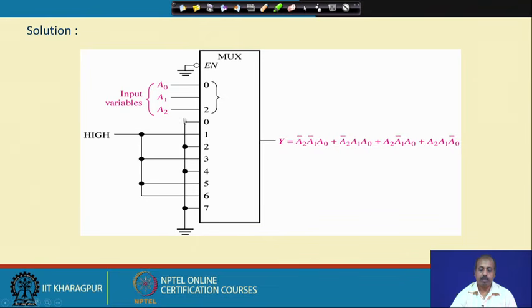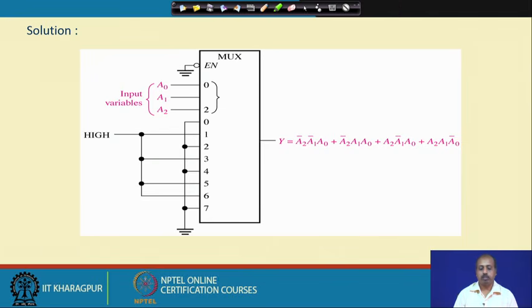Now, the way it operates is, if you apply some pattern on A0, A1, A2, then depending upon the value, one of these data input lines will be selected to the output. If it selects a line from 1, 3, 5 and 6, then you will get a high, or 1, here. But if it selects one of the data inputs 0, 2, 4 and 7, then you will get a 0 there. So, using this multiplexer we can realize any combinational logic.